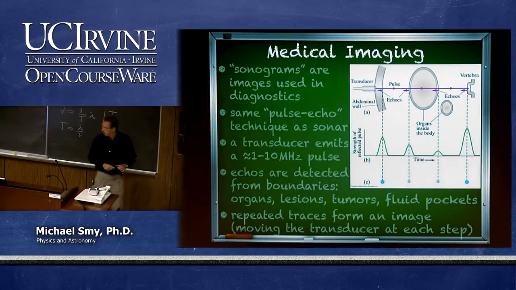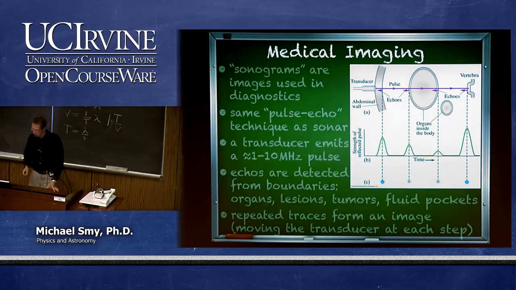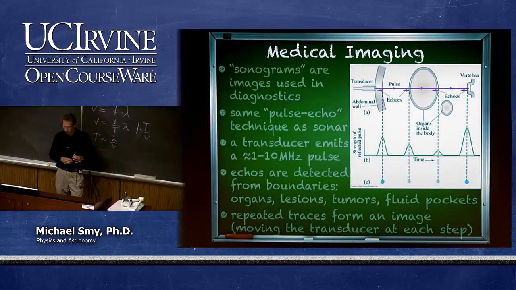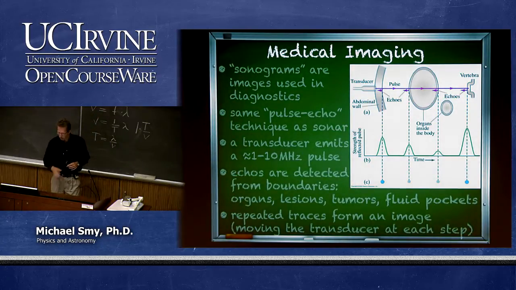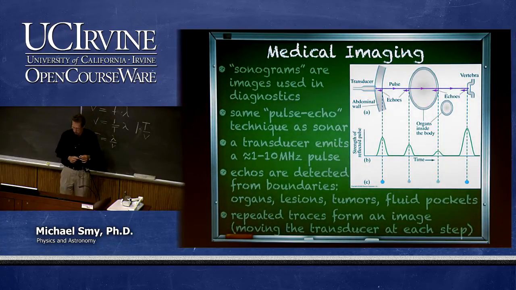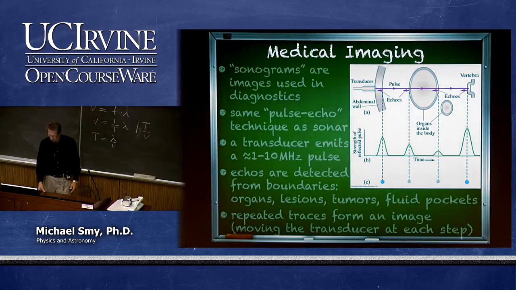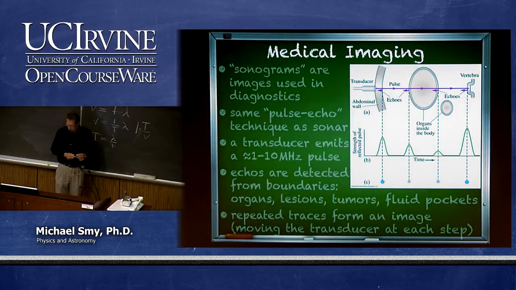A kind of sonar is also used in medical imaging. So-called sonograms are images used for diagnostic purposes. It uses the same pulse-echo technique as a sonar. Typically, the frequencies used are between 1 and 10 megahertz, and echoes are observed from any kind of boundary in the body where the density changes, for example, organs or lesions or tumors or fluid pockets or anything else.